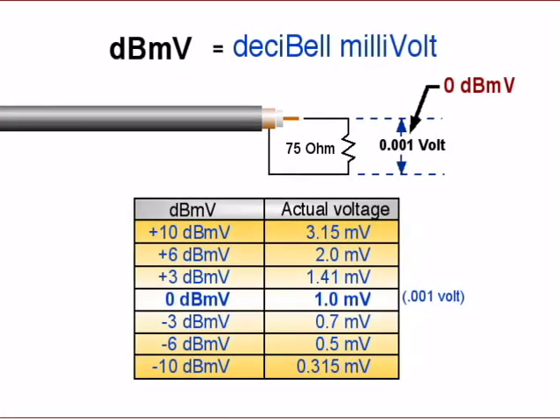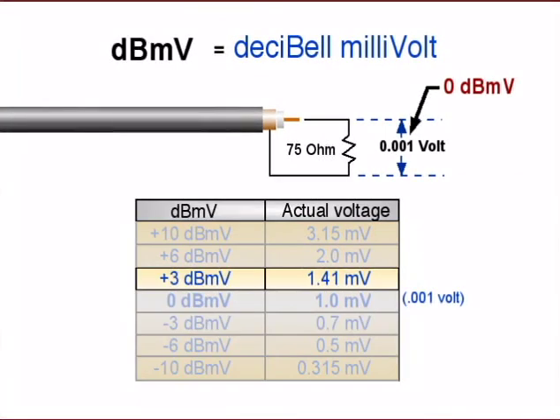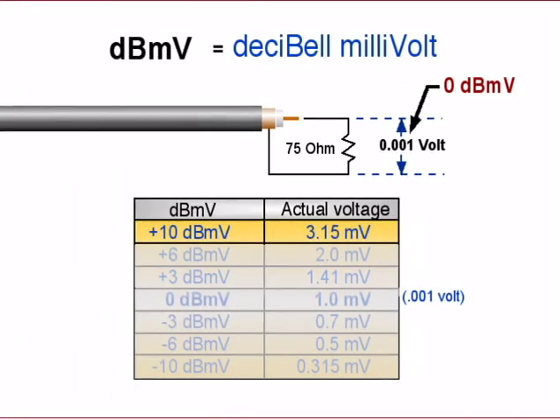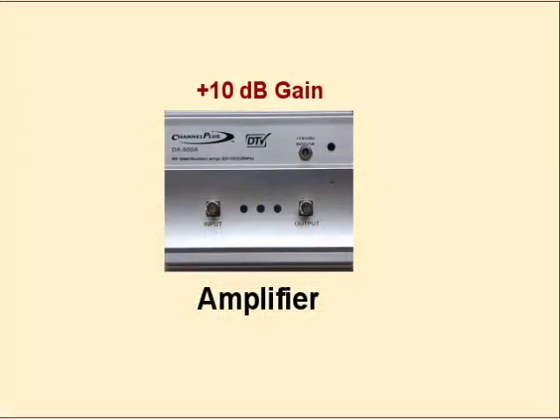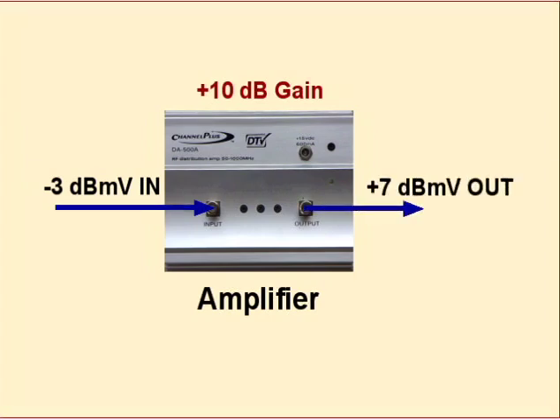A 3 dBmV signal has a level of 1.41 millivolts across a 75 ohm load, and a 10 dBmV signal has a level of 3.2 volts. Likewise, a minus 6 dBmV signal has a level of 0.5 millivolts. A minus 3 dBmV signal applied to an amplifier with a 10 dB gain would result in an output signal level of plus 7 dBmV. We'll talk more about amplifiers and amplifier gain shortly.